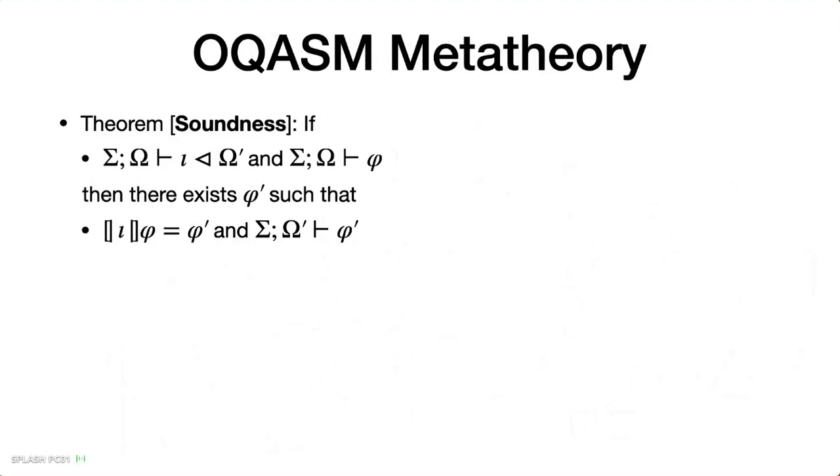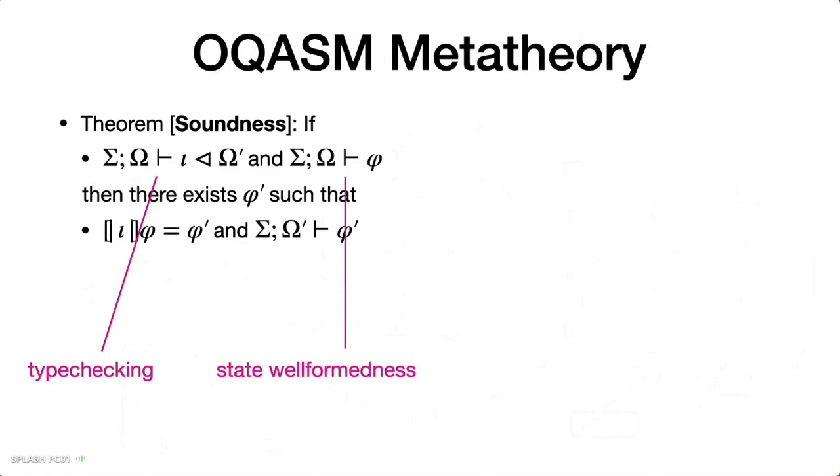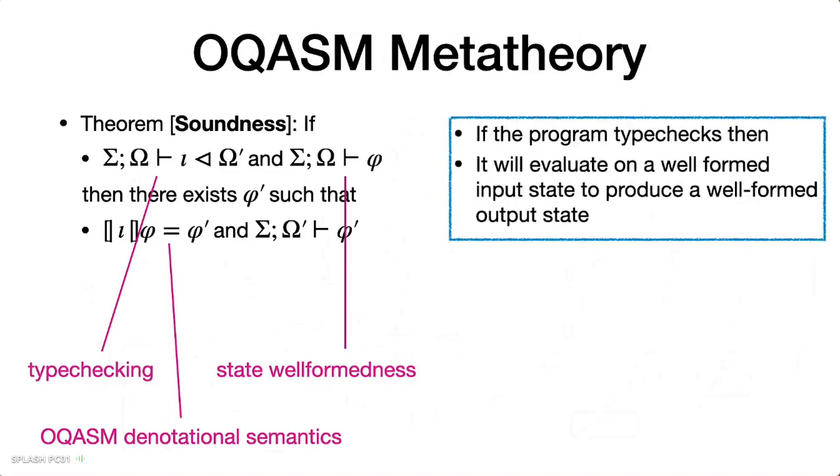Okay, so the meta theory for OQASM is kind of your standard idea. If I can type check a particular OQASM program, and if I feed it a well-formed OQASM state, then I'm going to get some result from interpreting that according to the OQASM semantics. Whatever that result is, it's also going to be a well-formed state. So if you give me a well-formed input and a well-formed program, when I evaluate that program, it's going to give me a well-formed output.